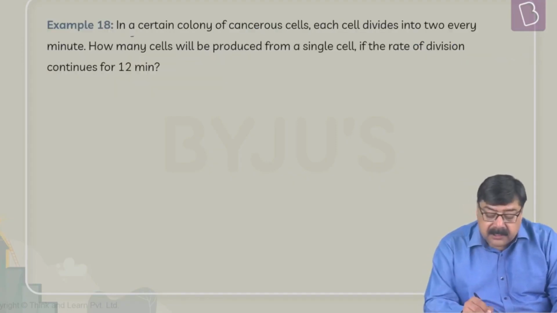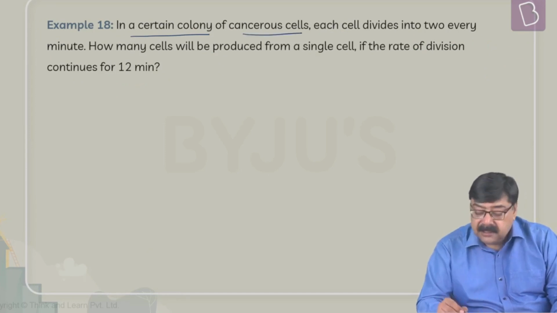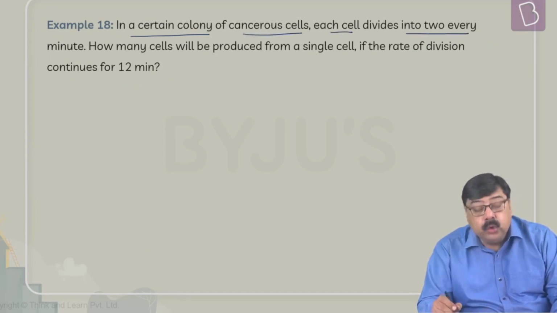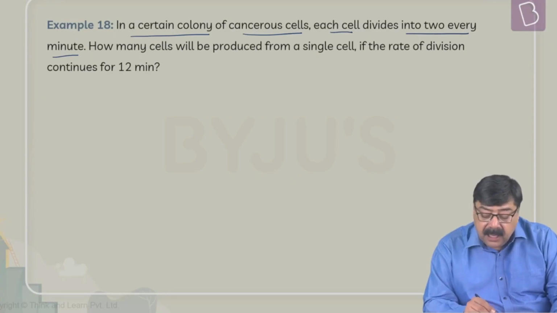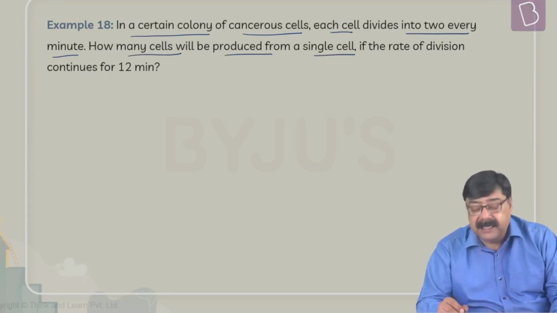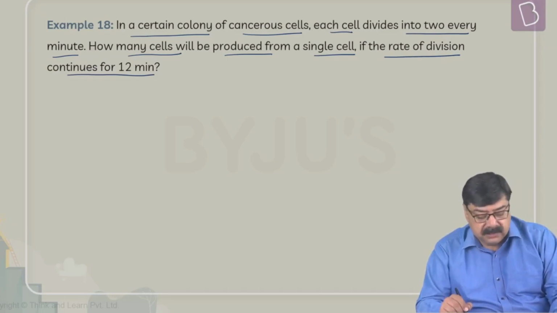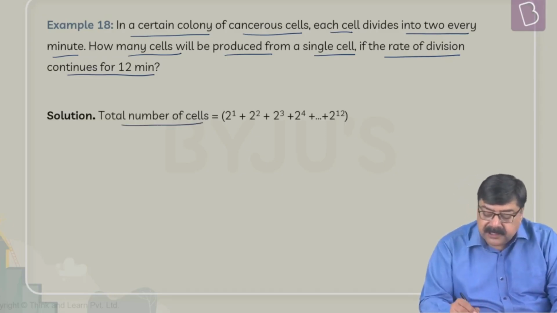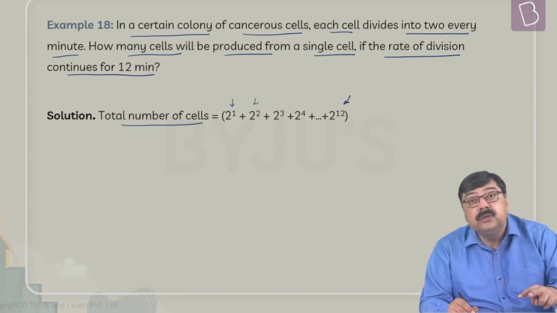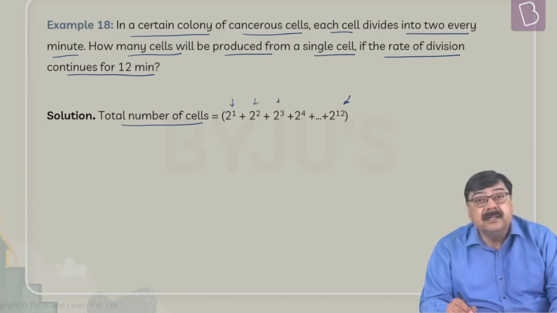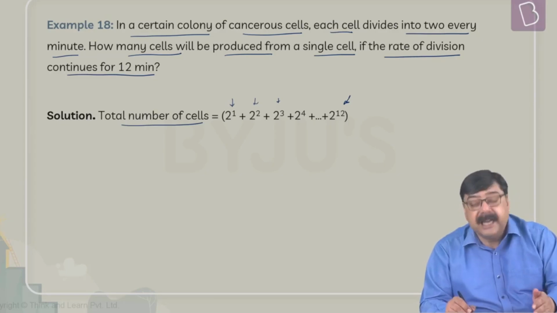Now let's see where this formula gets used. Now in a certain colony of cancerous cells, each cell divides into 2 every minute. How many cells will be produced from a single cell if the rate of division continues for 12 minutes? So the total number of cells here are 2 raised to 1, 2 raised to 2, 2 raised to 3 and so on till 2 raised to 12. So in 1 minute, 2 cells. In the second minute, 2 into 2, that is 4. In the third minute, 4 into 2, that is 8 and so on.